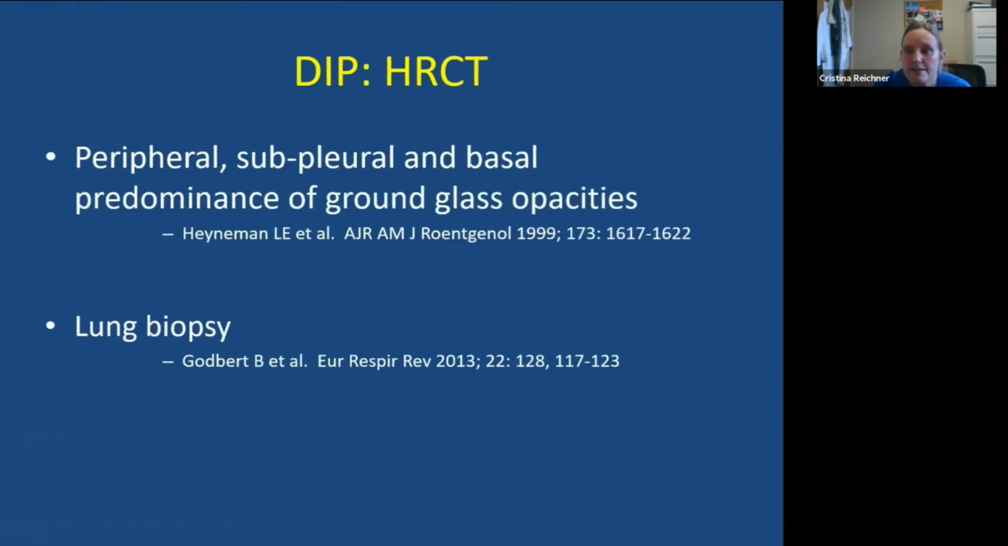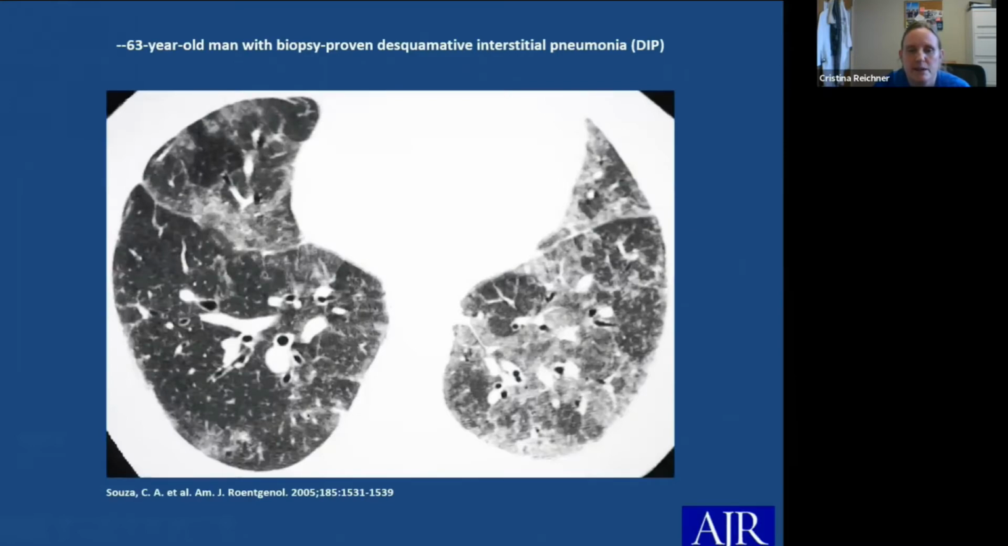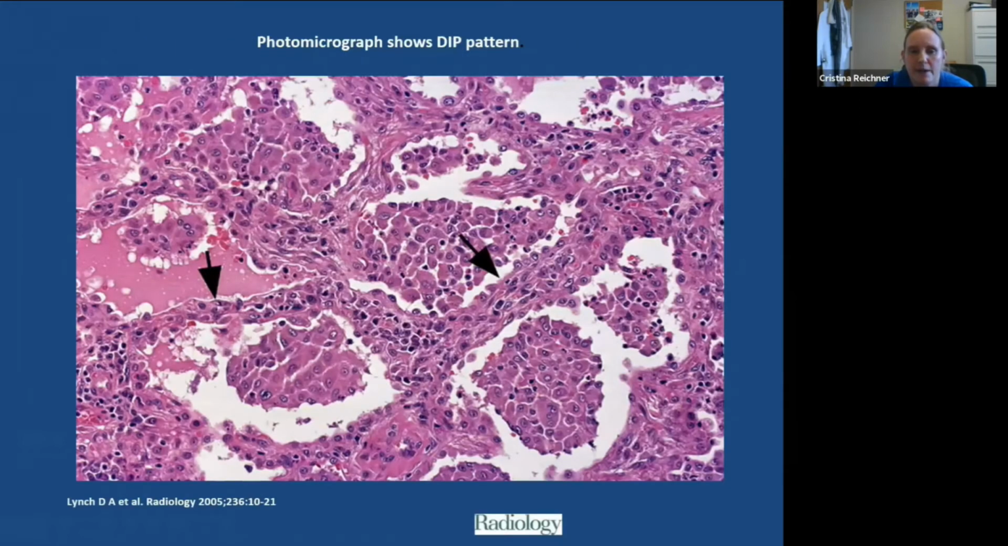So DIP is another one of these smoking-related interstitial lung diseases, and this one will present with sort of diffuse ground glass, and most of the time this does require a biopsy to make the diagnosis. So this is an example. Again, these are the lower lungs, and you can just see this diffuse ground glass, so this haziness in both lungs. And if you did a biopsy, you again can see that the alveoli are very thickened.